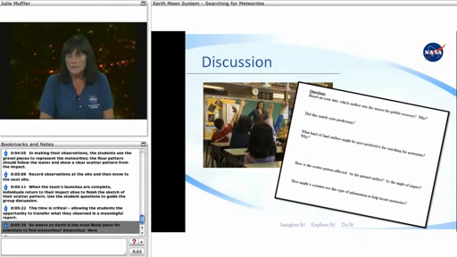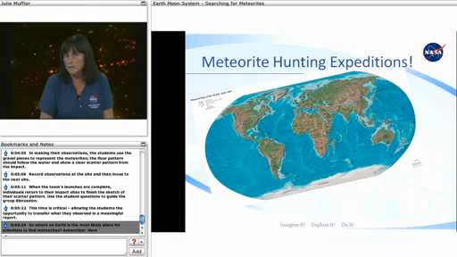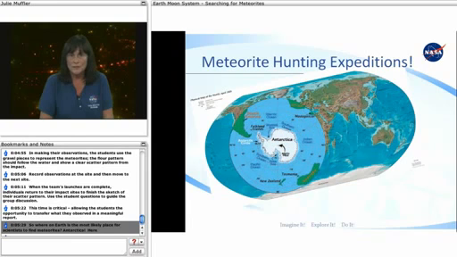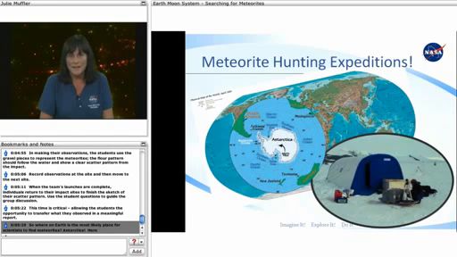So where on Earth is the most likely place for scientists to find meteorites? Antarctica. Here is a recent scientific expedition in Antarctica to do just that.